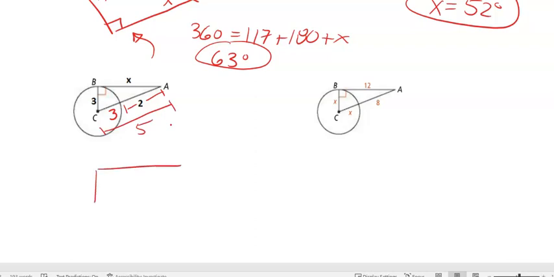So we basically have this triangle, and we can't do anything with just basic triangles, but since we know that's a tangent, this must be right. And you have a 3, an x, and a 5.